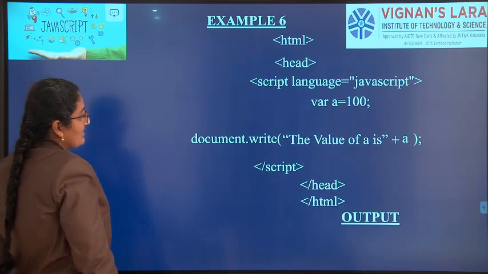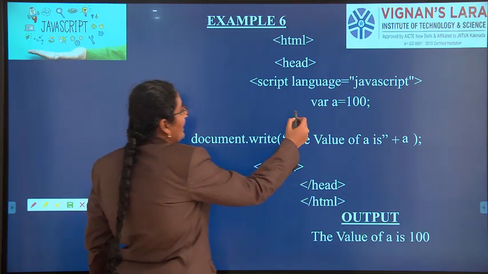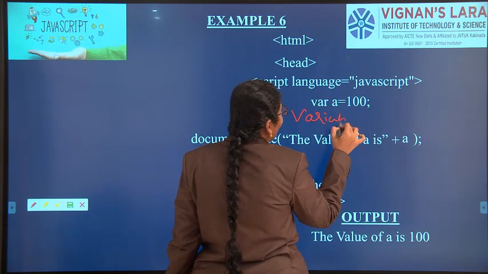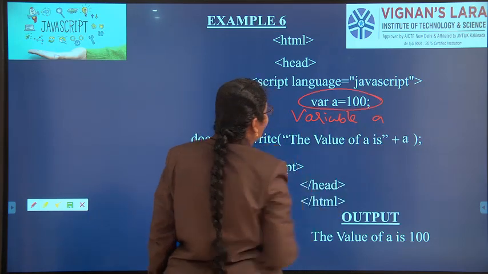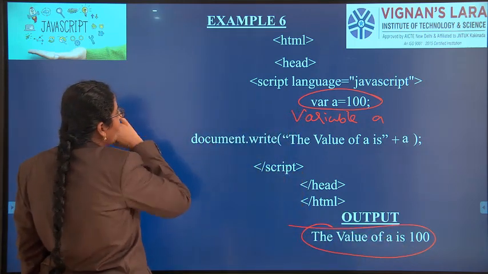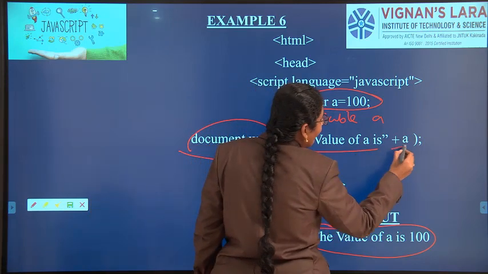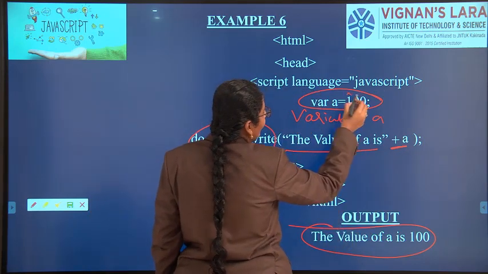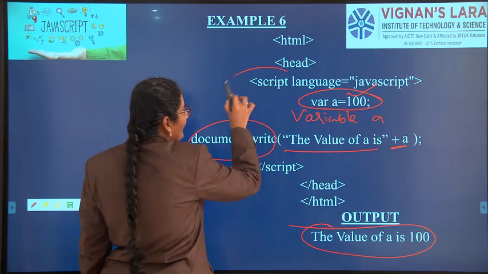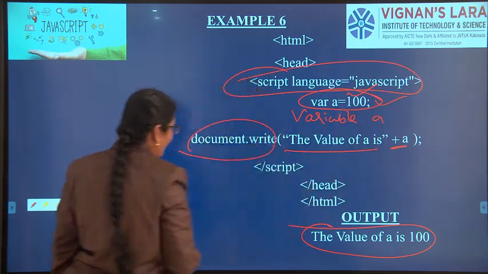We'll see one more example. See here, this variable A I have declared as 100. So it printed the value of A is 100. See, document.write, the value of A, append A. What is there in A? 100 is there. So script language is JavaScript. Variable A is declared and initialized to 100.